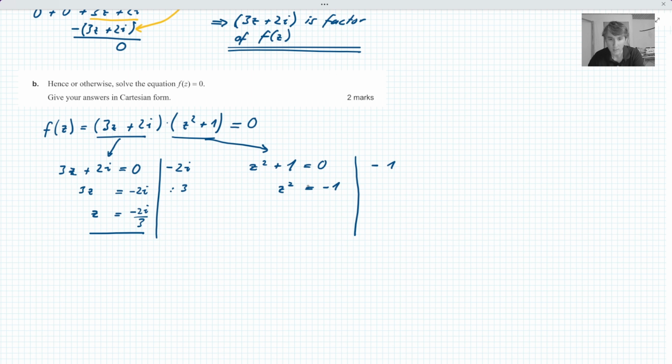And since we're dealing with complex numbers, we can just ask what kind of a complex number would give us -1 if we squared it. And since we know that i squared equals -1, we know that one solution is i.